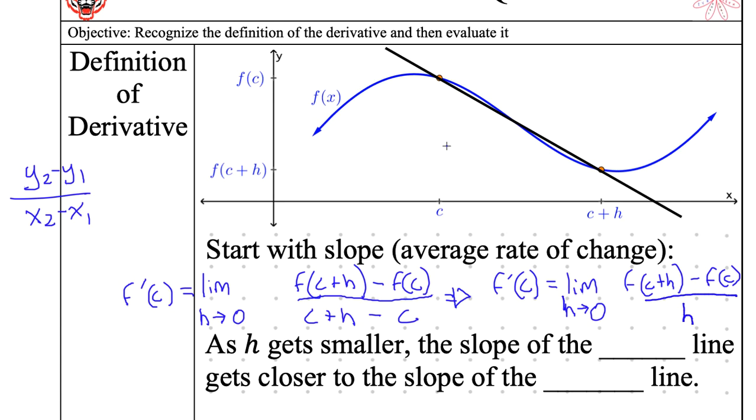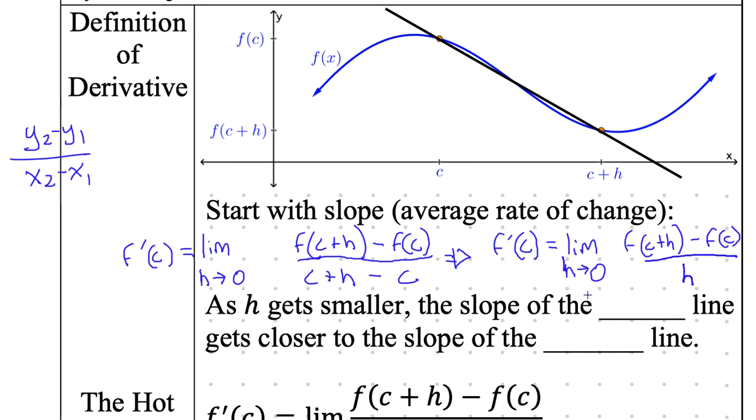All right, so let's do what we're doing in our formula in words. As h gets smaller, the slope of the what line gets closer to the slope of the other line. What is the slope that we started with? This black line? Secant, yeah. The secant line. And it's eventually going to get closer to the slope of the tangent, yeah.